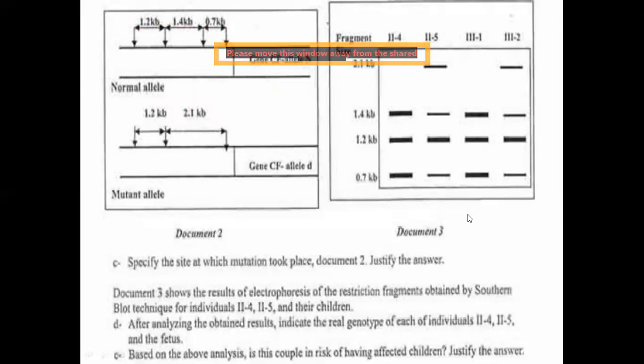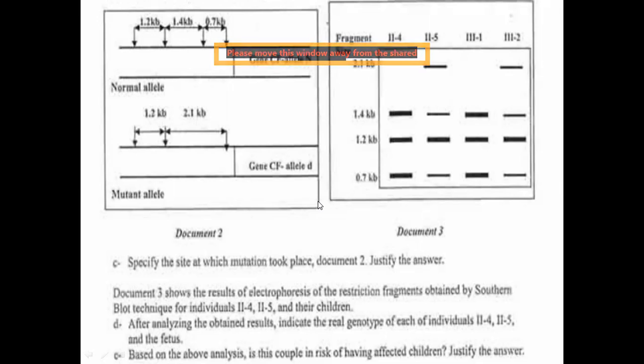Moving now to document 3. Document 3 shows the results of the electrophoresis of the restriction fragments that are obtained by the Southern blot technique. This technique is done for individuals 2-4 and 2-5 and their children.